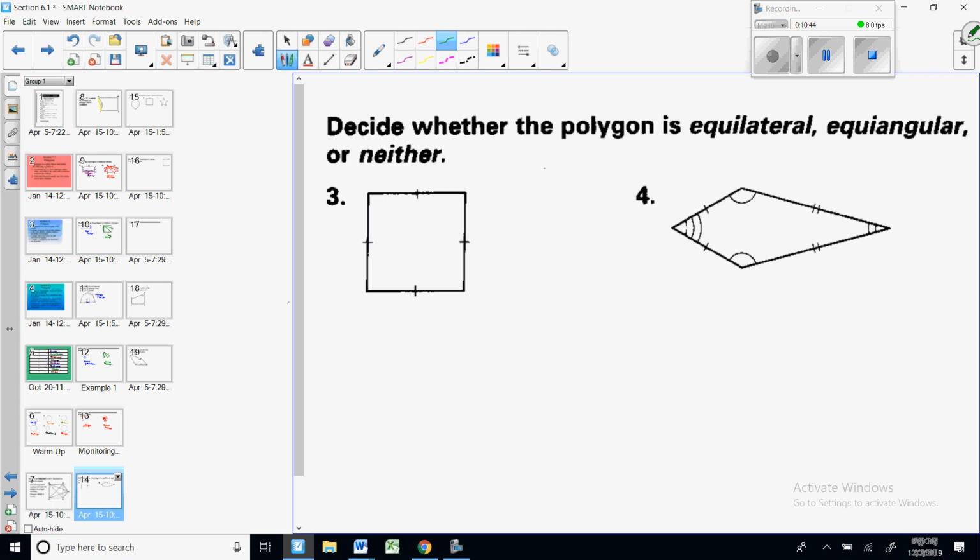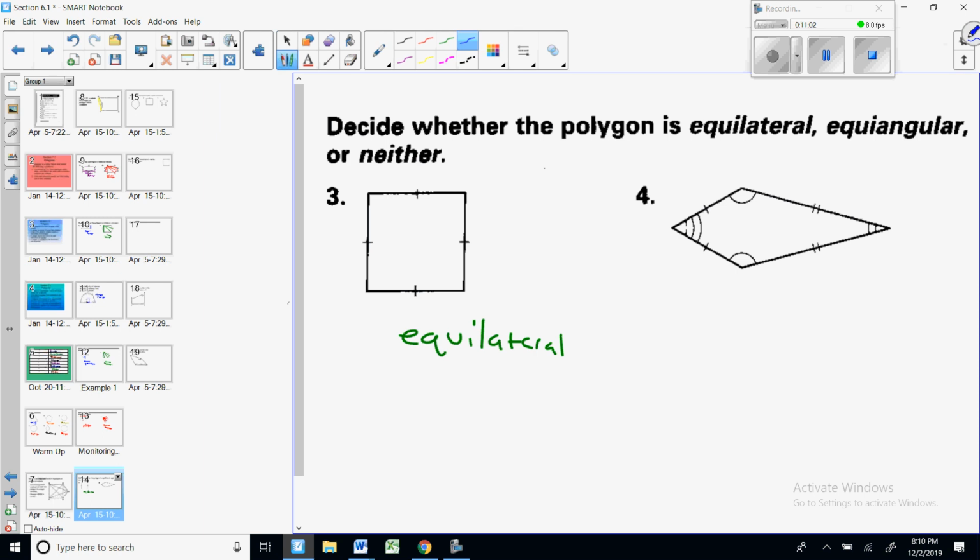Are any of the angles marked off the same? Since there's not, that tells us that our figure is equilateral. Because we don't know that it's equiangular, it cannot be regular. On number 4, are all the sides marked off the same? The answer to that's no.